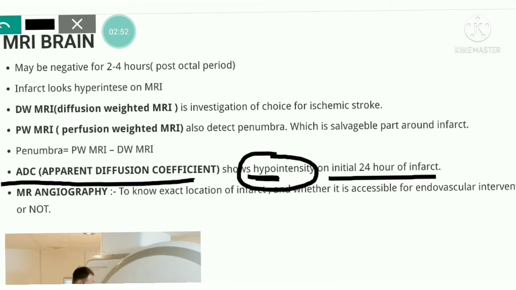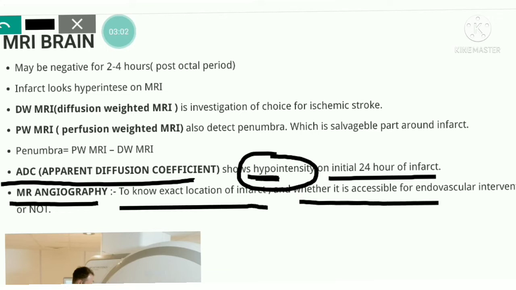Okay. Now MR angiography is done to detect the exact location of the infarct and whether it is accessible for endovascular intervention or not. So the CT scan and the MRI brain, these two are the most important investigations for the diagnosis of ischemic or hemorrhagic CV stroke.